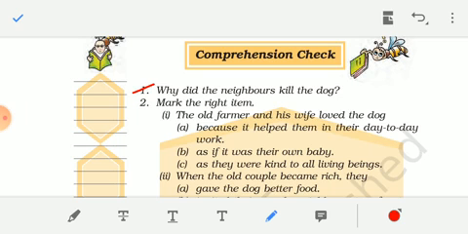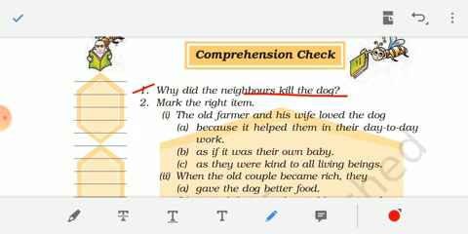Why did the neighbors kill the dog? Dear students, here the question is asking, why did the neighbors kill the dog? The answer would be, the neighbors killed the dog out of frustration. They had tried to tempt and please the dog. First they offered him fish and then other beautiful dishes. But the dog was afraid of them and so it did not touch the food. And that is why they got angry and killed the dog.